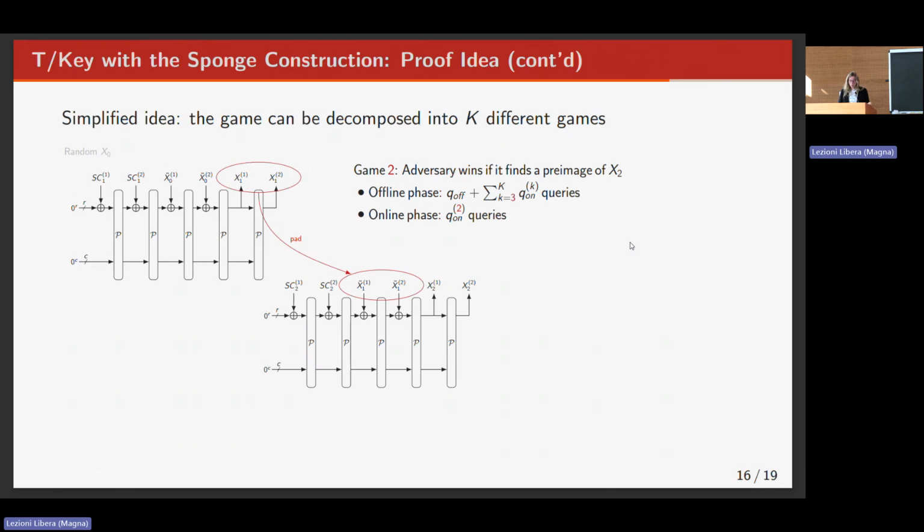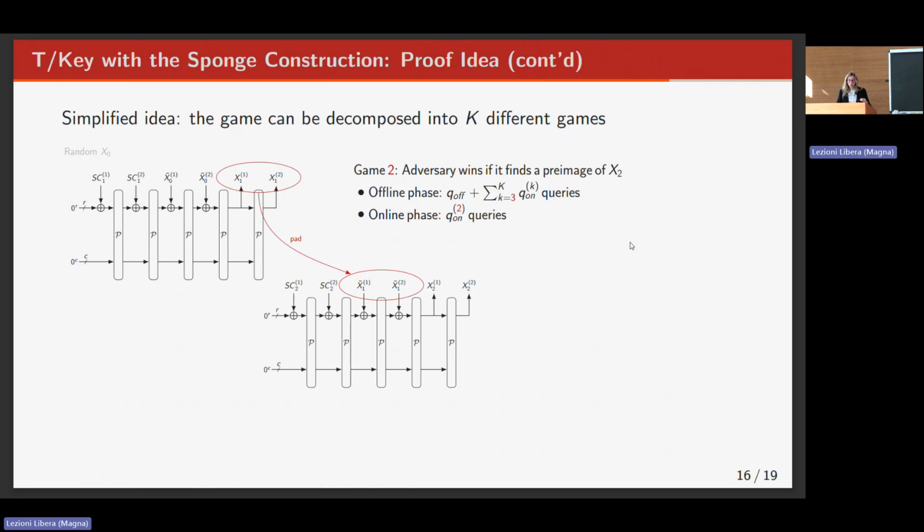The second game is about finding a preimage of x2. So again, we have online and offline phases, but with complexities shifted by 1 unit. But actually, we have x2 that was generated from x1, which was itself generated from x0.